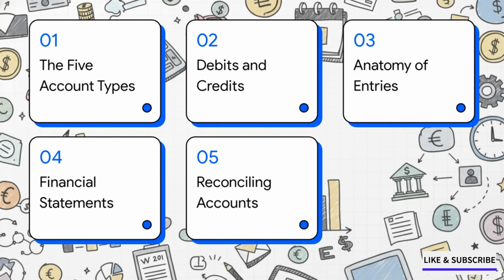Okay, let's dive into this. Here is our roadmap for today. 1. We'll look at the 5 account types. 2. We'll decode debits and credits. 3. Break down the anatomy of payroll entries. 4. Look at the impact on financial statements. And finally, 5. Reconciling for financial health.